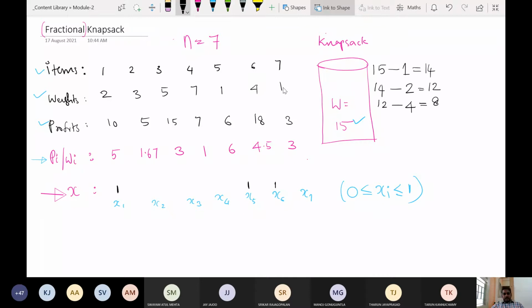Item number 7, I have included. What is the weight of item number 7? Item number 7 is 1 kilogram. I have capacity 8 kilograms, so I can very well include 1 kilogram. 8 minus 1 is equal to 7 kilograms remaining. So item number 7 is completely included. What is the next item to be taken?